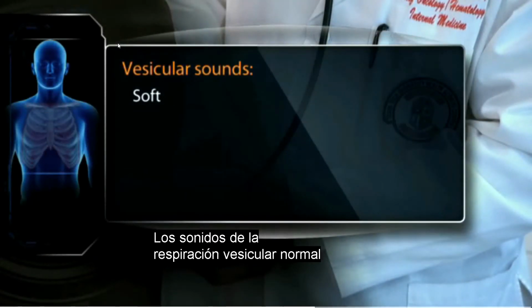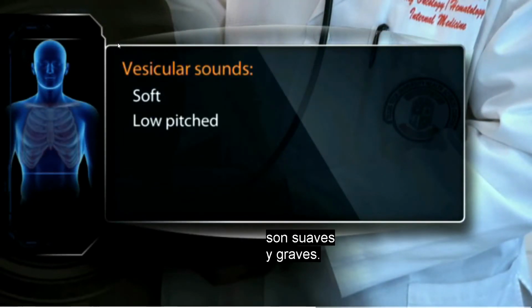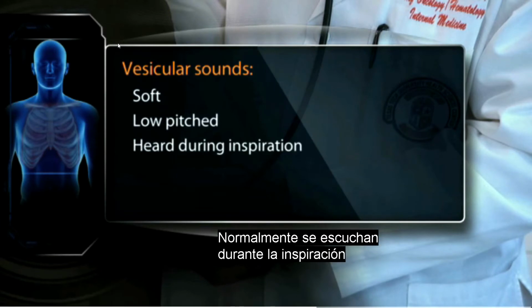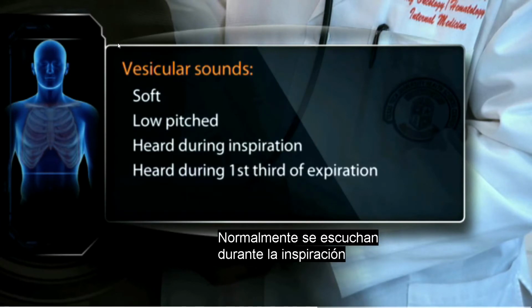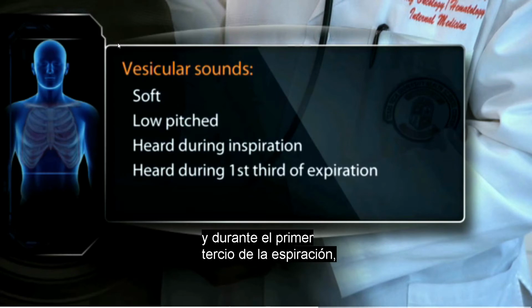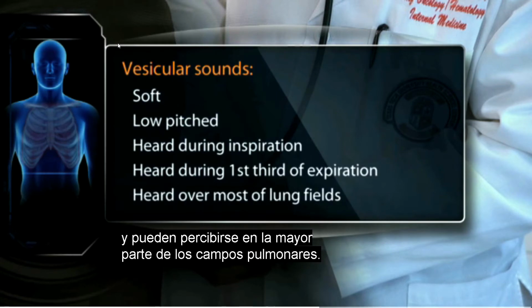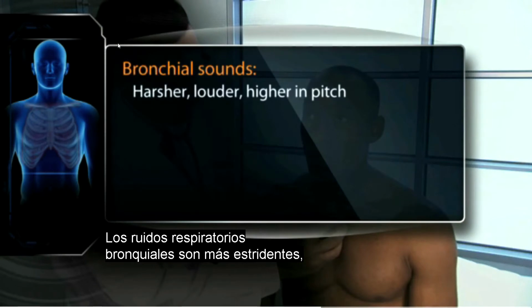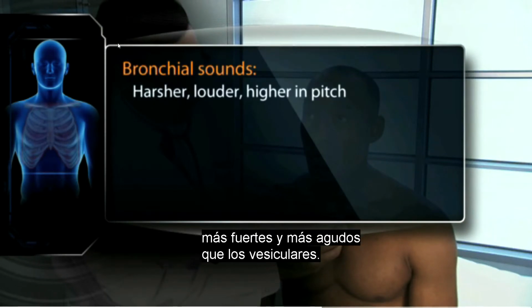Normal vesicular breath sounds are soft and low-pitched. They are normally heard during inspiration and during the first third of expiration, and can be heard over most of the lung fields. Bronchial breath sounds are harsher, louder and higher in pitch than vesicular sounds.